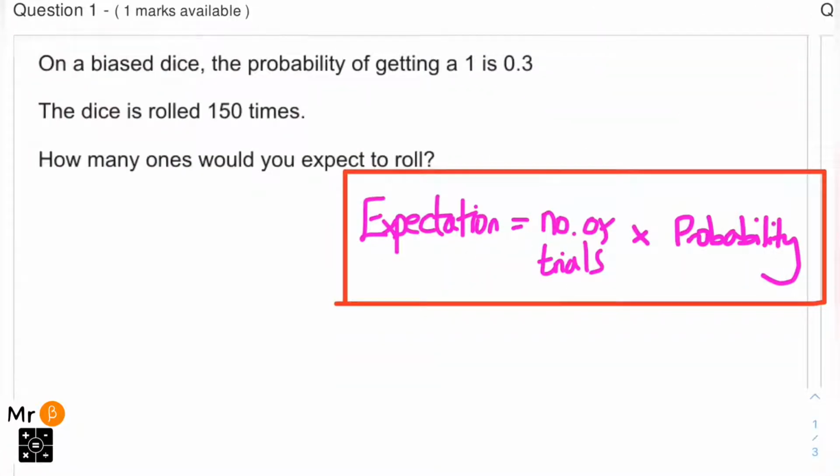Looking at question 1, it's told you that we've got a biased dice and the probability of getting a 1 is 0.3, and it tells you that the dice is rolled 150 times, and it wants to know how many you would expect to roll.